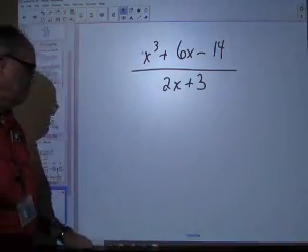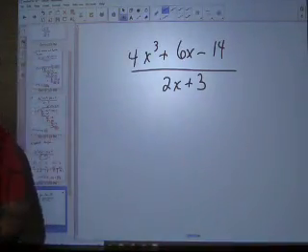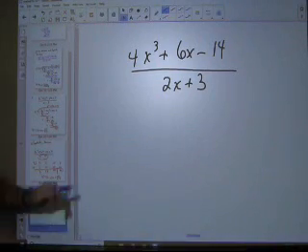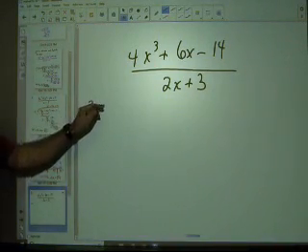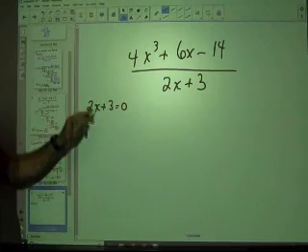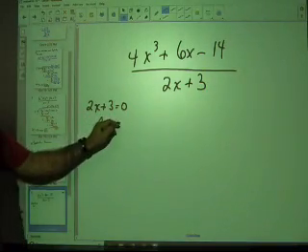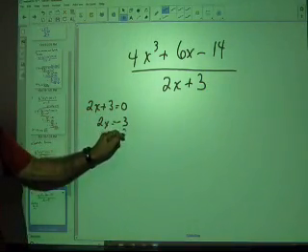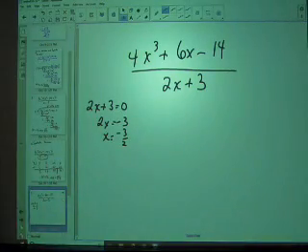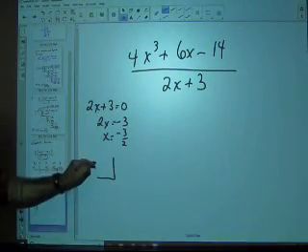So find the thing that's written on the bottom, you said it equals 0. So you have to think about it as 2x plus 3 equals 0. Subtract the 3. x is equal to negative 3 halves. No, that's what we're going to do.